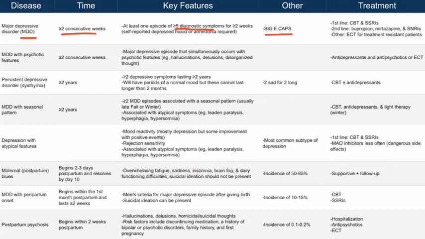A required part of the diagnostic criteria for major depressive disorder is the presence of a self-reported depressed mood, or anhedonia, which is defined as a loss of interest or pleasure in most or all activities. First-line treatment for MDD is cognitive behavioral therapy, or CBT, as well as selective serotonin reuptake inhibitors, or SSRIs. Other less common treatment regimens include bupropion, mirtazapine, and serotonin and norepinephrine reuptake inhibitors, or SNRIs. Finally, if a patient is resistant to other forms of treatment, electroconvulsive therapy, or ECT, may be considered.